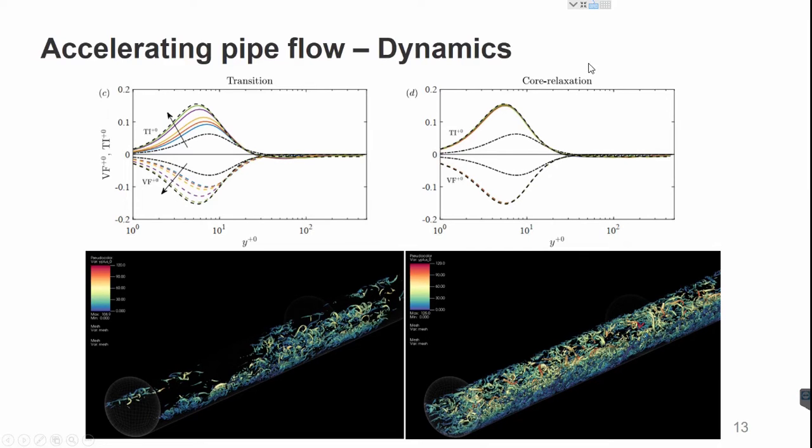And finally, during the core relaxation stage, we don't see important changes in the turbulent inertia and the viscous force, at least not close to the wall. But as we saw from the Reynolds shear stress, far from the wall, turbulence is still developing. Okay, so the core starts being populated by turbulent eddies during this core relaxation stage.